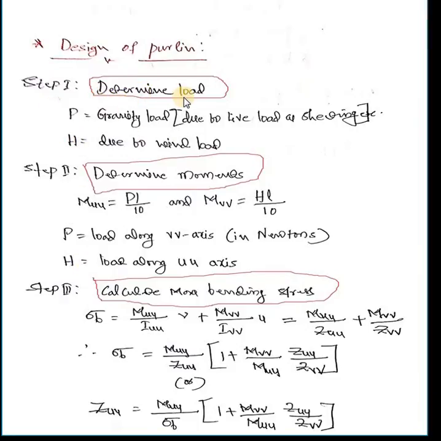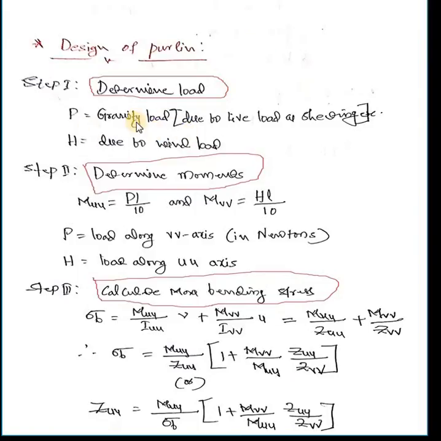Coming to step 1, determine loads. Step 2, determine moments. Step 3, calculation of maximum bending stress. Determining loads means there is a possibility of gravity load as well as wind load, because these industrial buildings have some slope because of the trusses. Some inclination will be there at the top.